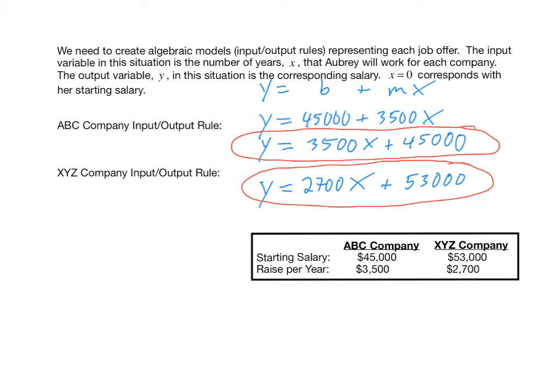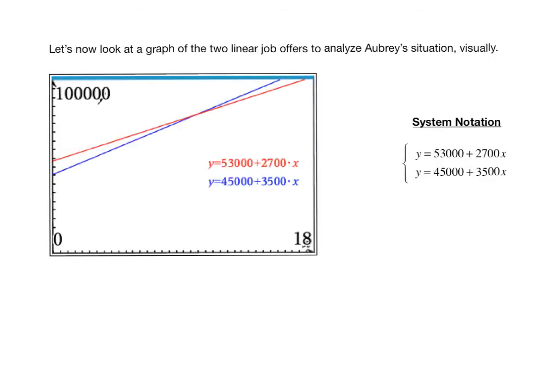So we want to understand a relationship between these two equations. Here you can see I've already provided you with a graph. The red line here is the graph of y equals 53,000 plus 2,700x. Technically that is the XYZ company. And the y equals 45,000 plus 3,500x is the blue line here. That's the ABC company.